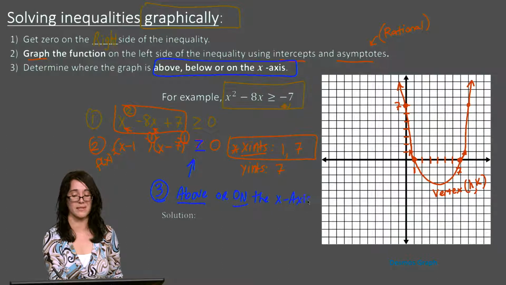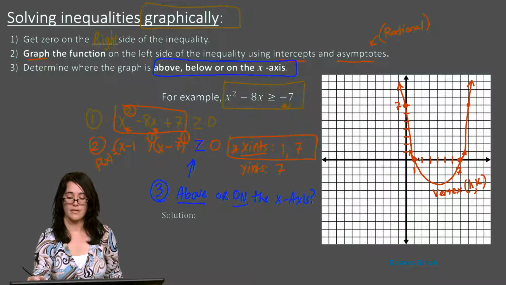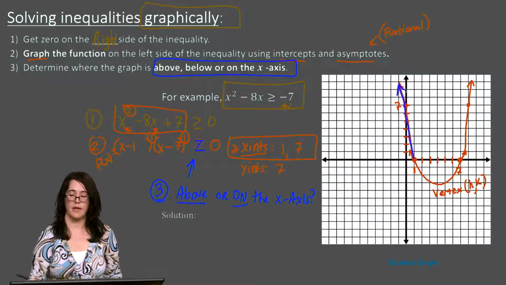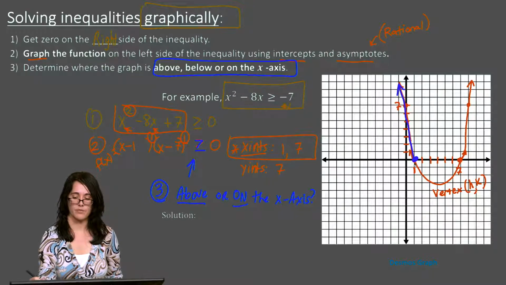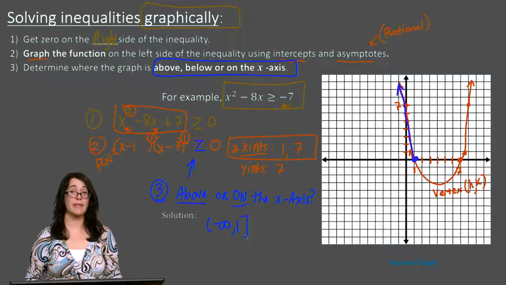So once we know that's what it's asking, we should be able to answer that pretty nicely. When is it above? Well, to the left of 1, it's above, right? When is it on? Well, at 1. So I could say from negative infinity until positive 1 with a bracket, meaning I'm allowed to actually equal 1 because my y value, my output, would be 0 at that location.